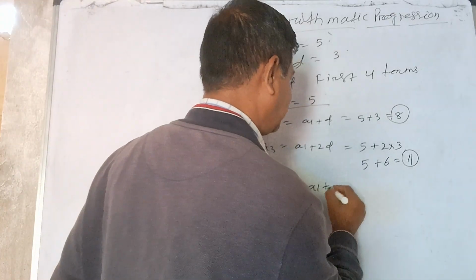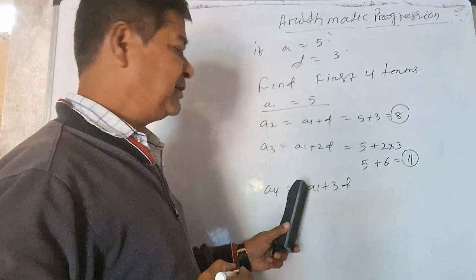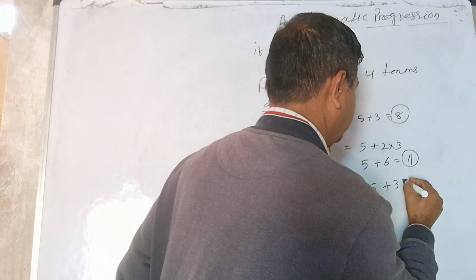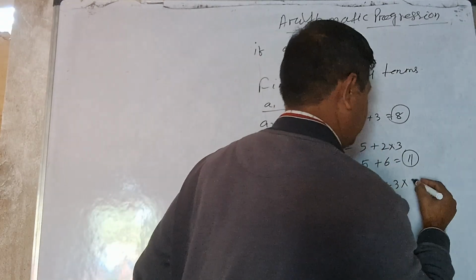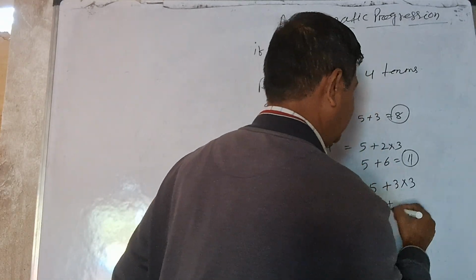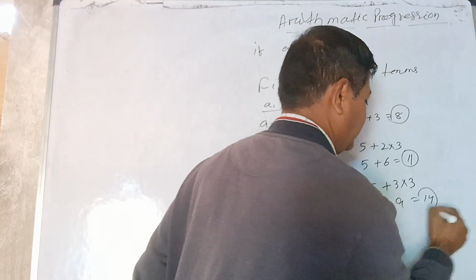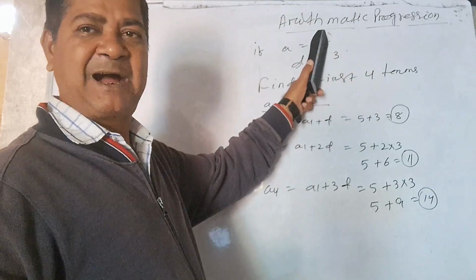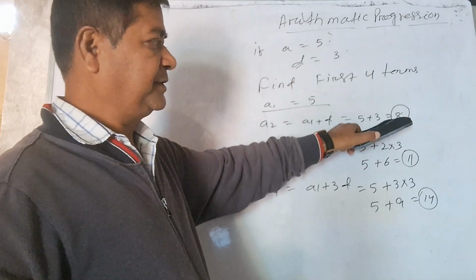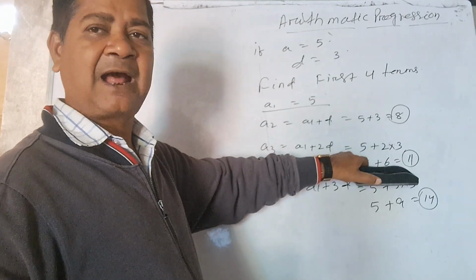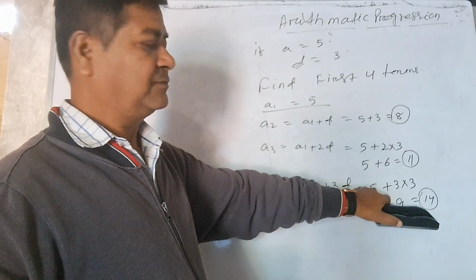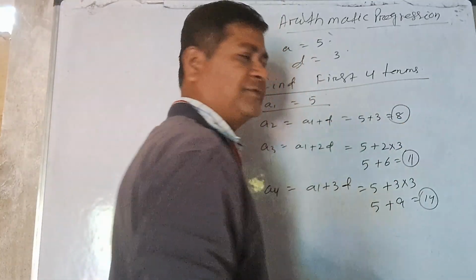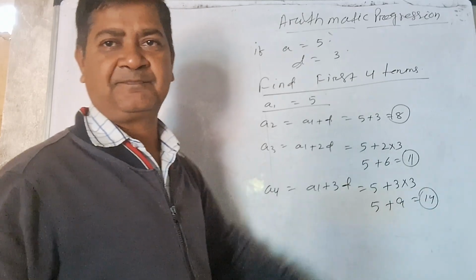A4 equal to A1 plus 3d. A1 is the first term given, 5, plus 3 into d, which is 3. 5 plus 9 equal to 14. Here is the answer. A1 is 5, 8 is the second term, 11 the third term, 14 the fourth term. In this way we will be able to find the first 4 terms.